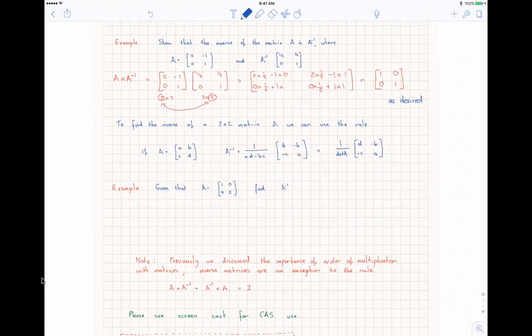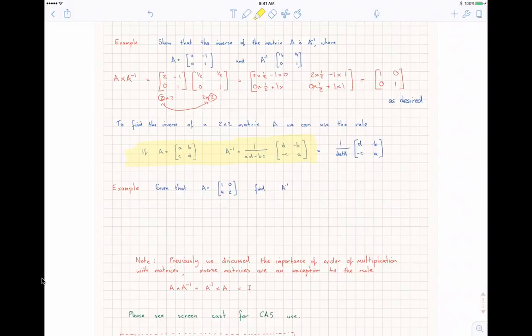So if we're asked to find the inverse of a 2 by 2 matrix, we can use the rule below. That rule says that if we've got a matrix A equals [a, b; c, d], then the inverse is equal to 1 over (a times d minus b times c), and we multiply that by a rearranged version of the original matrix. So we swap a and d, and we make c and b negative.